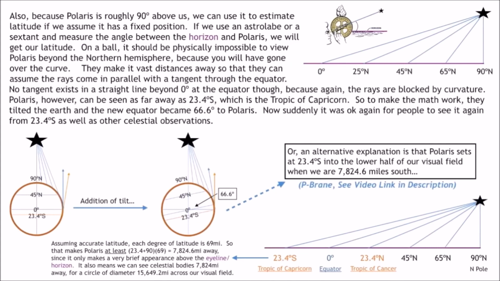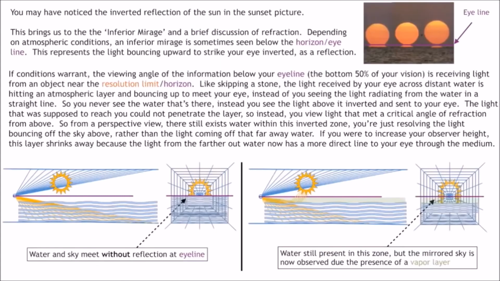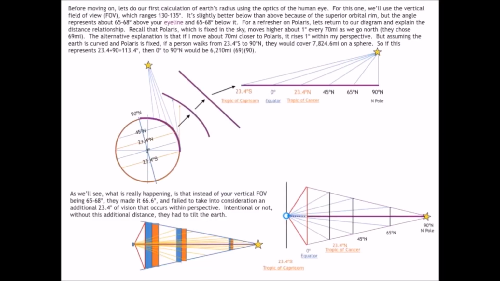And then just keep in mind the 23.4 degrees south is the Tropic of Capricorn, the 0 degree equator. Then you have the 23.4 degree north Tropic of Cancer, and so forth. Recall that Polaris, which is fixed in the sky, moves higher about 1 degree every 70 miles or so as we go north. They chose 69 miles. The alternative explanation is that if I move 70 miles closer to Polaris, it rises 1 degree within my perspective.